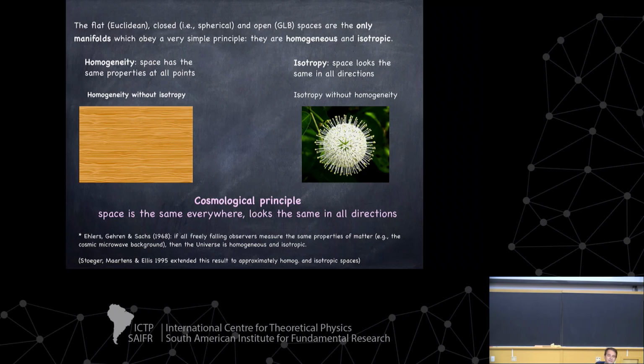And here it's the opposite: this point outside is not equal to the point inside, but all directions are pretty much equivalent. So when you put these two things together, there's only a very, very small set of spaces that can have both homogeneity and isotropy. In the context of cosmology, these are called the Friedmann, Lemaitre, Robertson-Walker spacetimes, right?